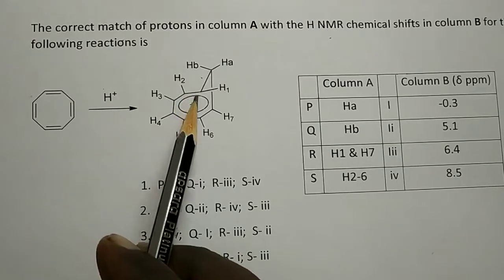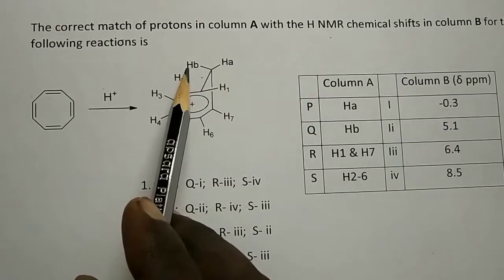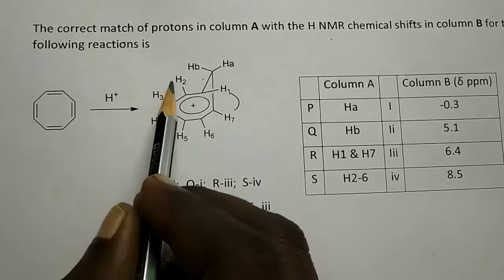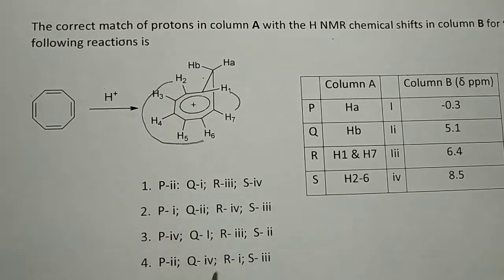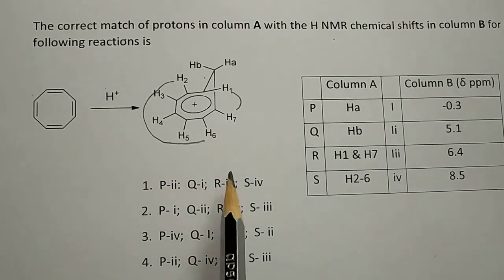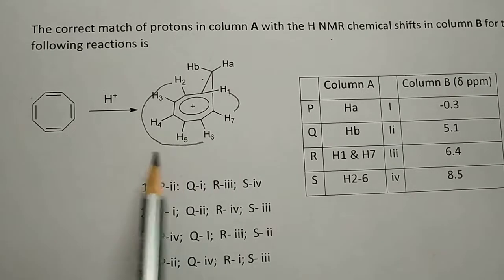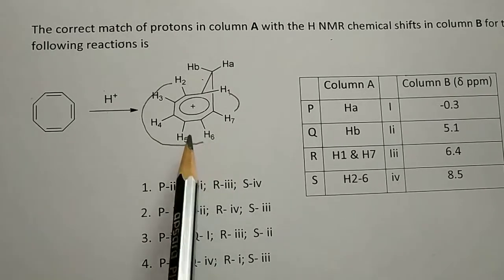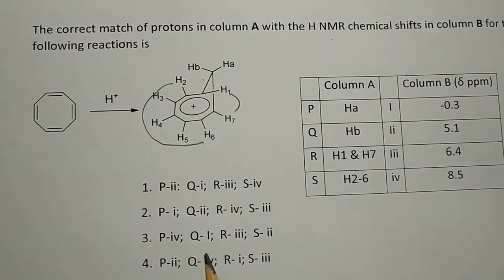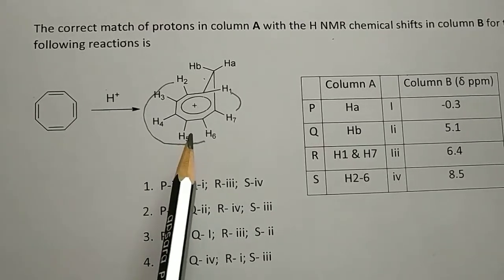This cation gives signals in different regions. Actually, we get four sets of protons. HB is one type, HA is another type, and these two are one type, and these H2 to H6, these five, are another type. So four types of protons, we get different signals. First of all, this problem is about homoaromaticity. There is a video uploaded on homoaromaticity with exactly the same molecule. Please go through it.